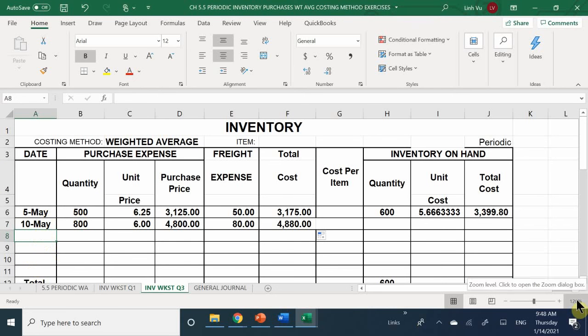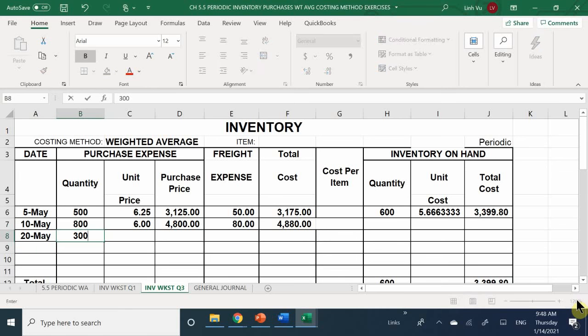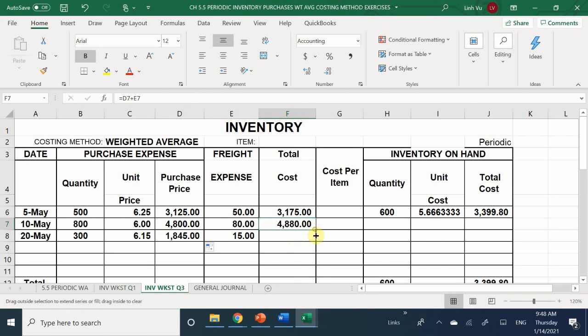So May 20th, 300 at 6.15 is 1,845. 18.45. Good. And my total is going to be 1,860. 18.60. Good.